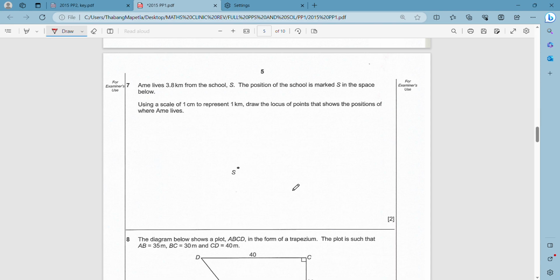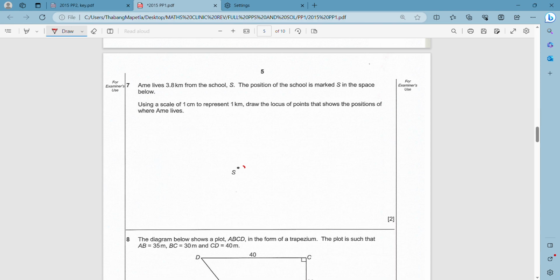It says Ame lives 3.8 kilometers from the school S. The position of the school is marked in the space below. We can see it. Here is the S for school. And then it says that using a scale of 1 centimeter to represent 1 kilometer, draw the locus of points that show the positions of where Ame lives.